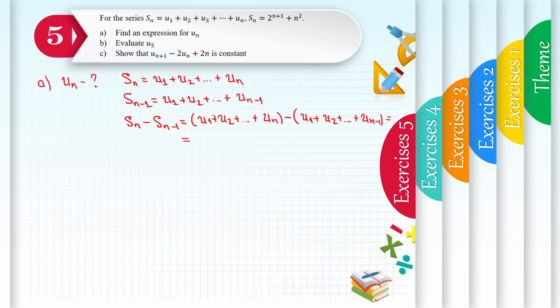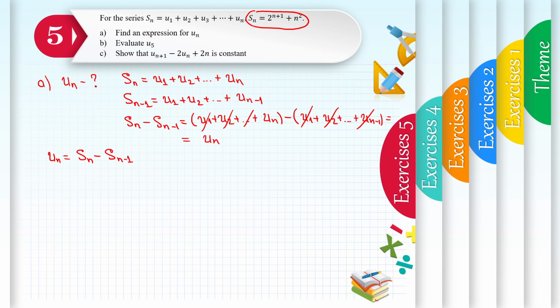it will give you un, because u1 minus u1 will be 0, u2 minus u2 will be 0, and so on. un minus 1 minus un minus 1 will be 0, so it remains un. So un, we prove that it is equal to Sn minus Sn minus 1. Now we are going to find the formula for Sn minus 1, having that Sn is equal to 2 to power n plus 1 plus n squared.